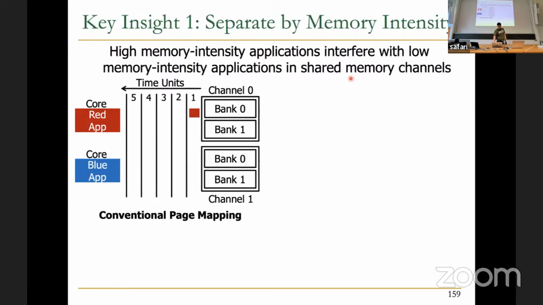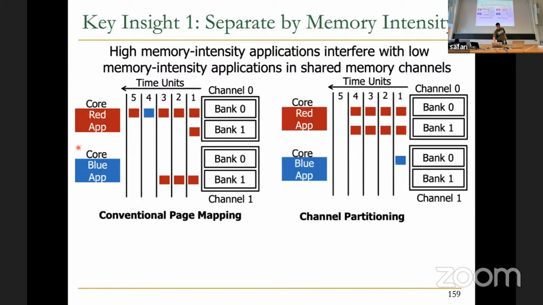So this is going to be a pictorial depiction of that again. You have the red app that is going to be high memory intensity. This is basically showing you at what time its requests are scheduled to which channel and which bank. So we have a bunch of red application requests, and we have only a few blue application requests. And if you don't prioritize the blue application over red, you will see that with the conventional page mapping, it takes us 5 time units, arbitrary units, to schedule all these requests.